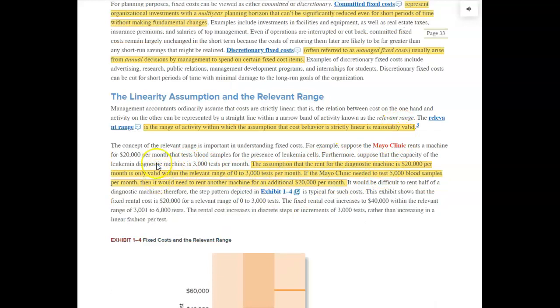Let's look at this linearity assumption and relevant range, and let's look at this example.